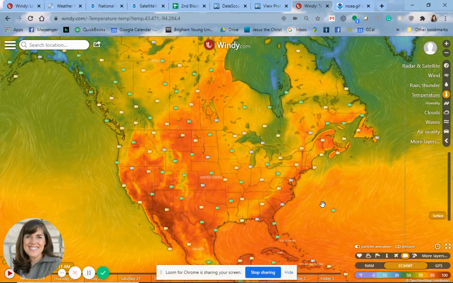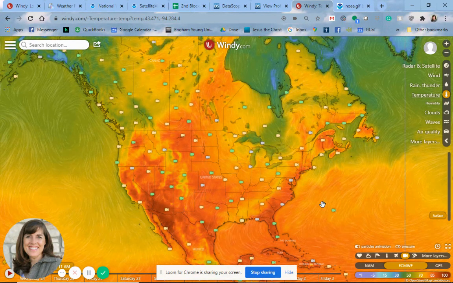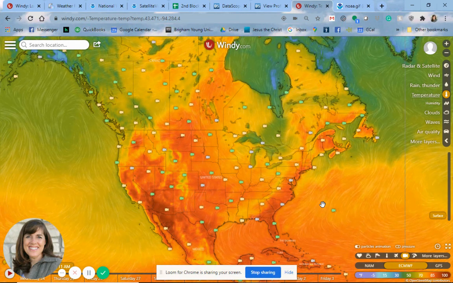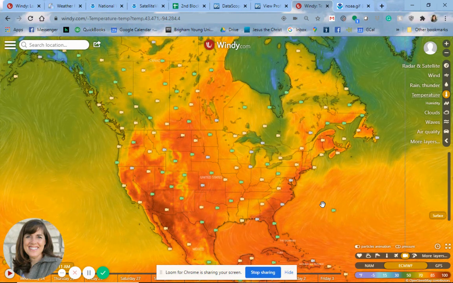So pick out a front and tell why you think there's a front there in the forum, and that will count as one of your forum responses for this week.